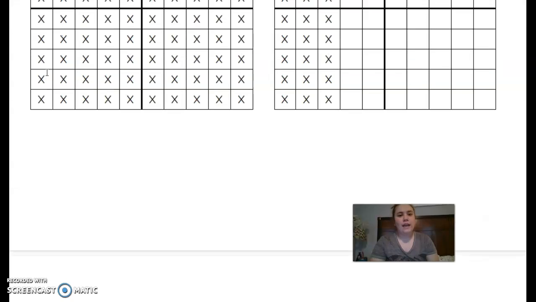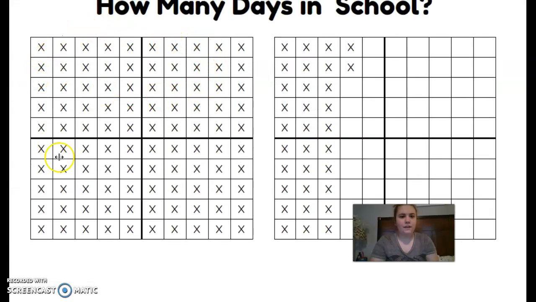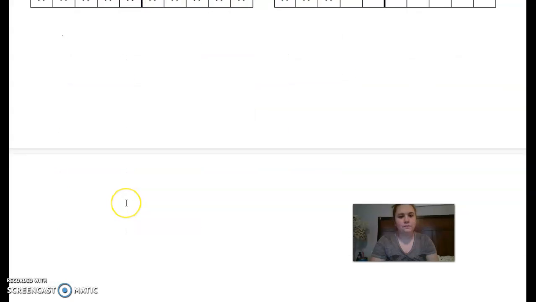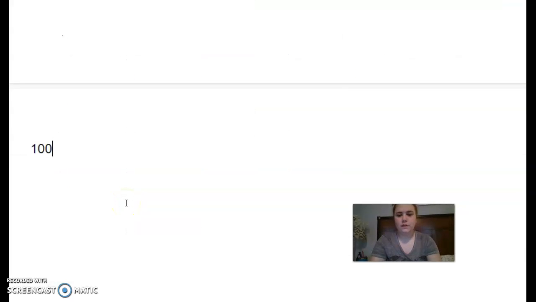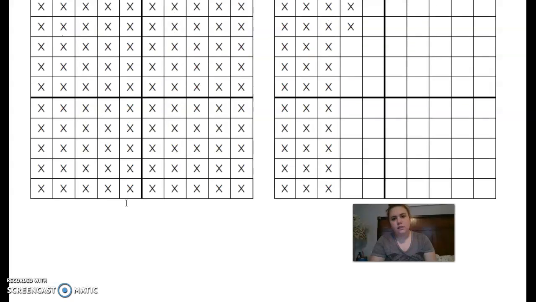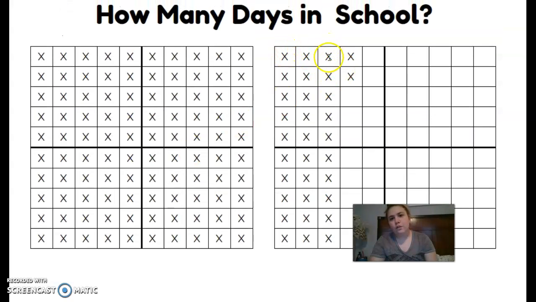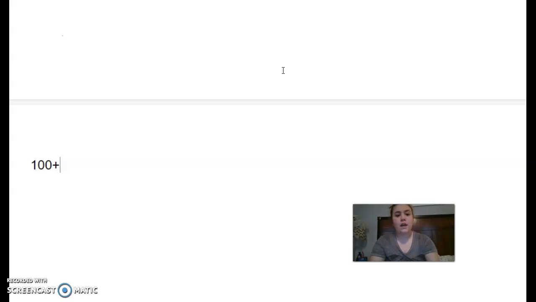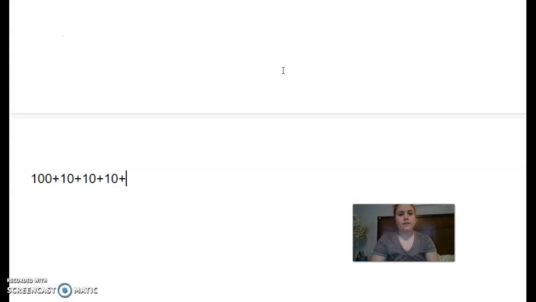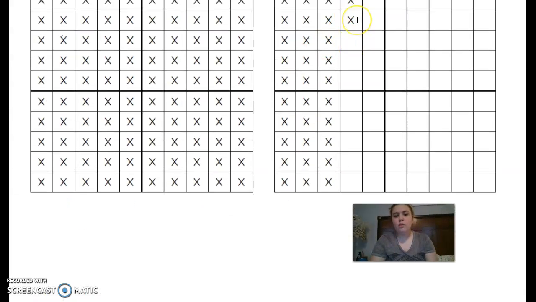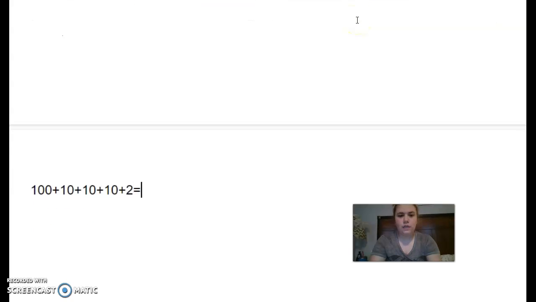So let's see. I am going to first take how many I have here. I know I have 100 here, so I'm going to take 100 plus, and I have 1, 2, 3 tens, so I'm going to put plus 10 plus 10 plus 10. I got to add something else too. I need to add 2 more, plus 2 equals 132. That is my equation for today. I am excited to see what yours is in the comments.